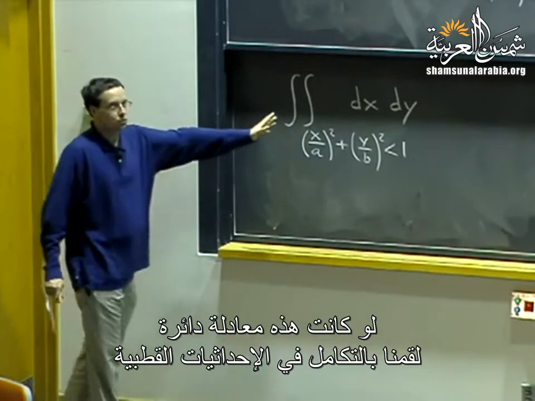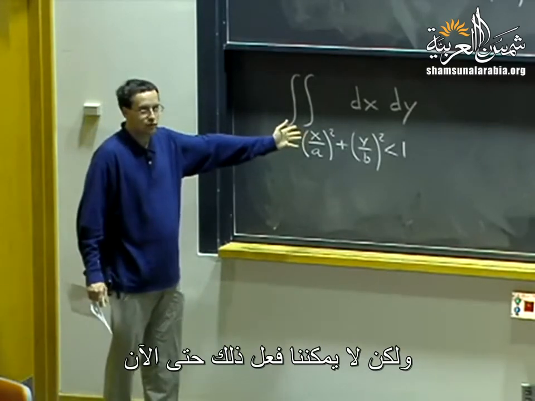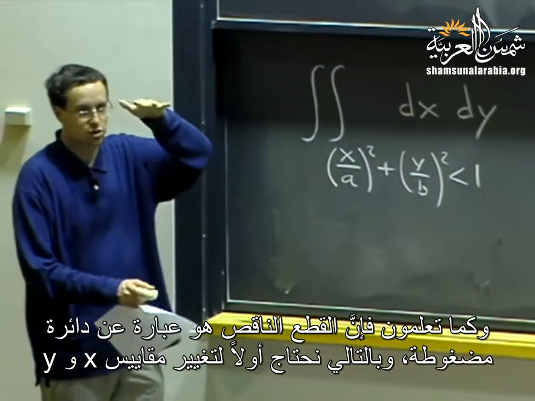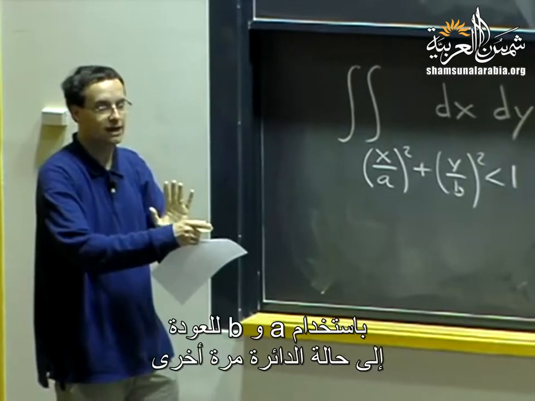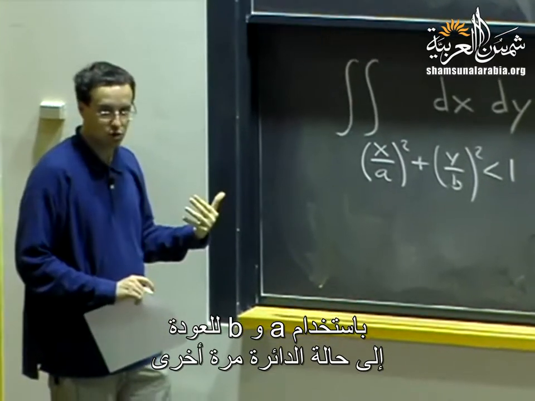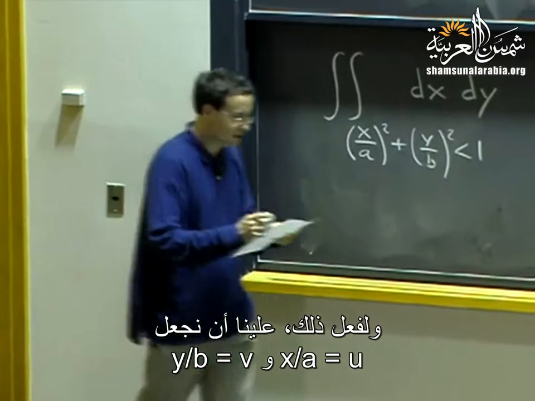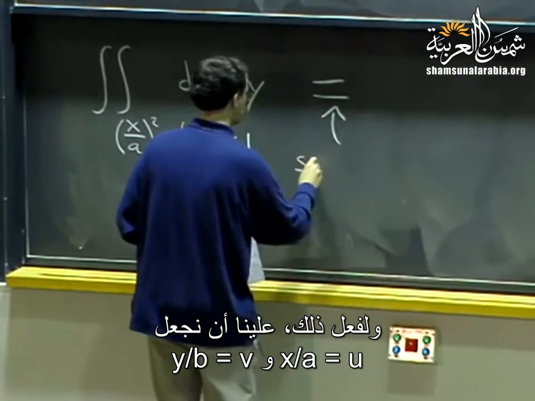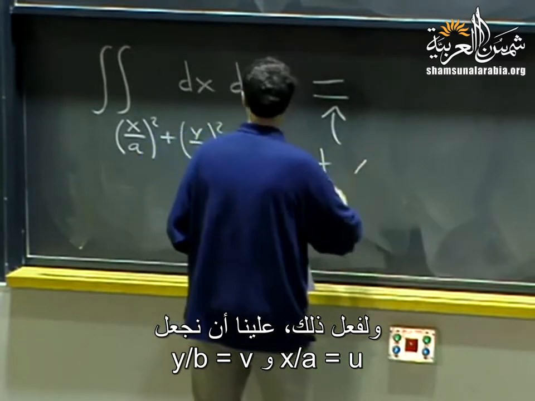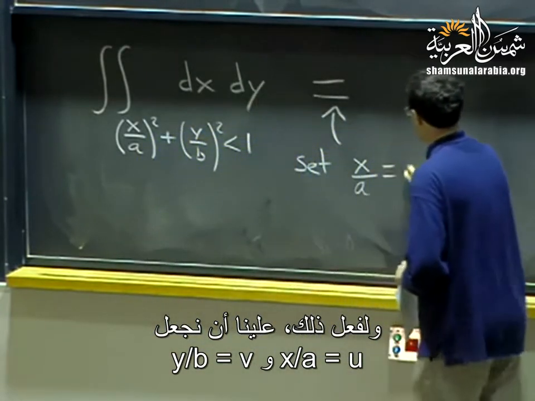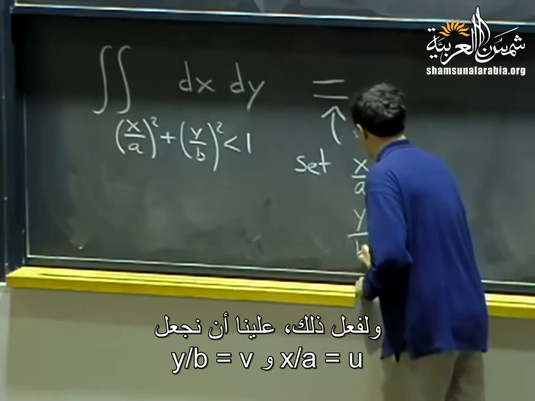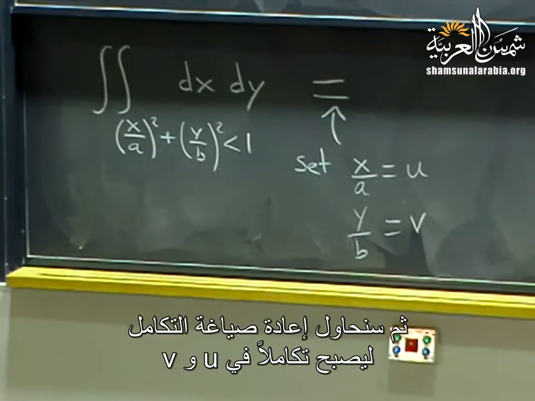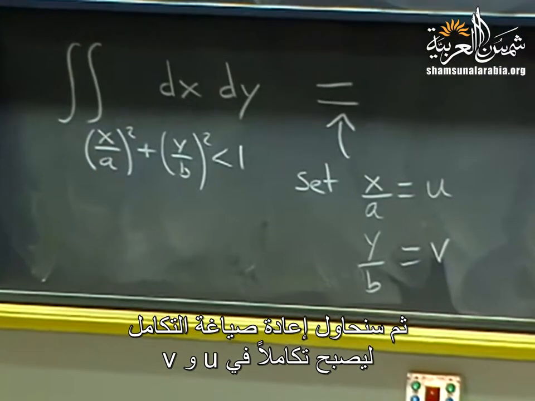If this were a circle, we would switch to polar coordinates. Well, we can't quite do that yet. But an ellipse is just a squished circle. So maybe we want to first rescale x and y by A and B to reduce to the case of a circle. To do that, what we'd like to do is set x over A to be u and y over B to be v. So we'll have two new variables, u and v, and we'll try to redo our integral in terms of u and v.